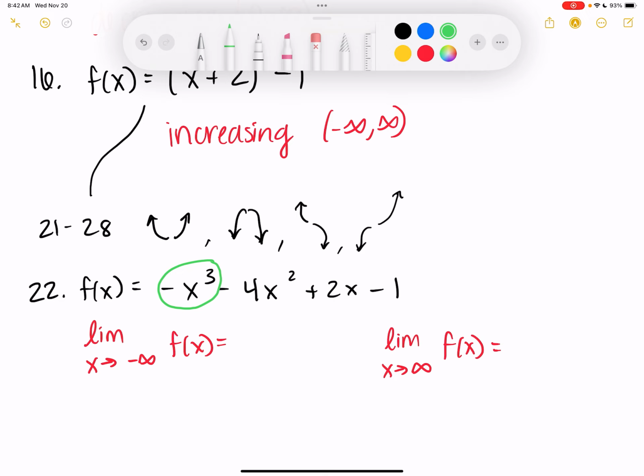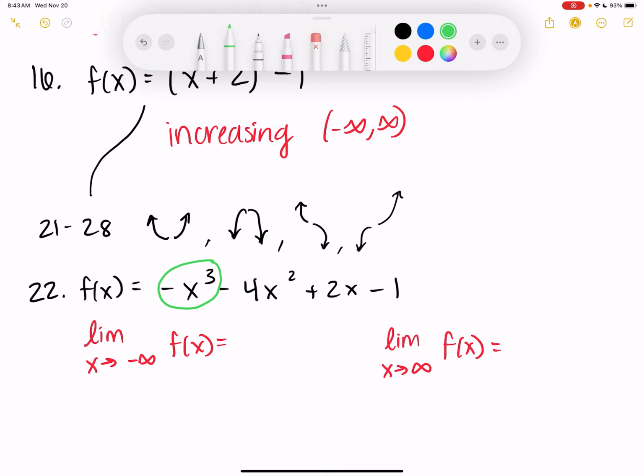This is a cubic function, means it's odd, so I know that my answers have to be opposite. So if one of them is infinity, the other one's negative infinity, okay? So whatever the highest powered term is, if it's odd, your answers have to be opposite. If they're even, they have to be the same, okay? It's kind of like your hint. So if I plug in, let's just say 5, or negative 5, because we're going to do the negative one first. What is negative 5 cubed?